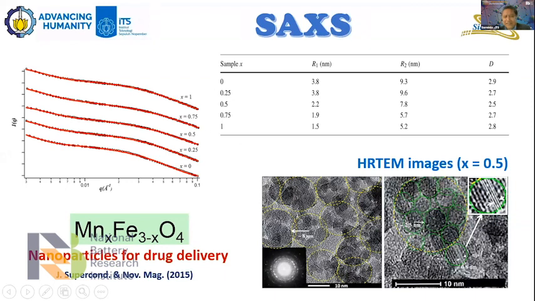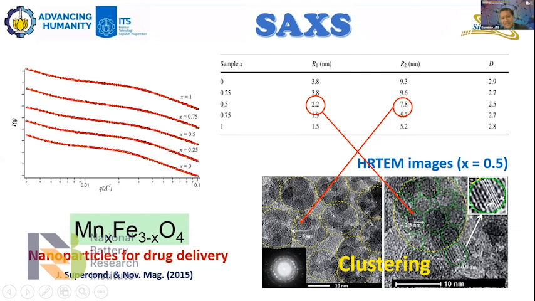We have this one, radius one and radius two, depending on the content of doping, in this case manganese. So we have around 3.8, 1.5, and also R2 around 9. What does it mean? Okay, if we compare it with the high resolution TEM image, we see this 2.2, which is close to this 2.5, and this 7.8 is close to 8 nanometers.